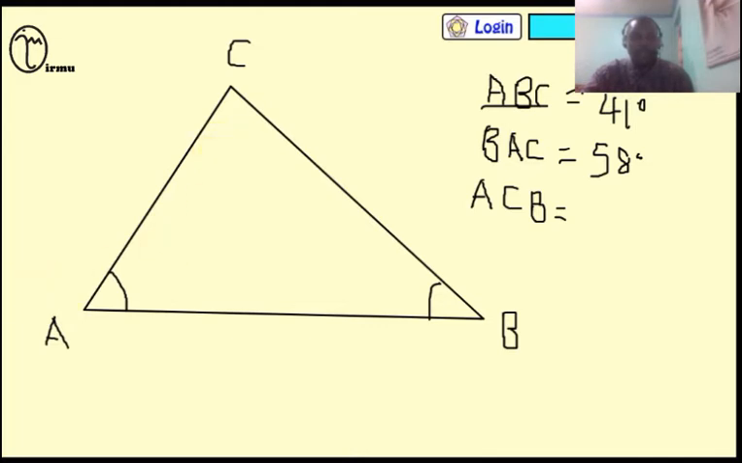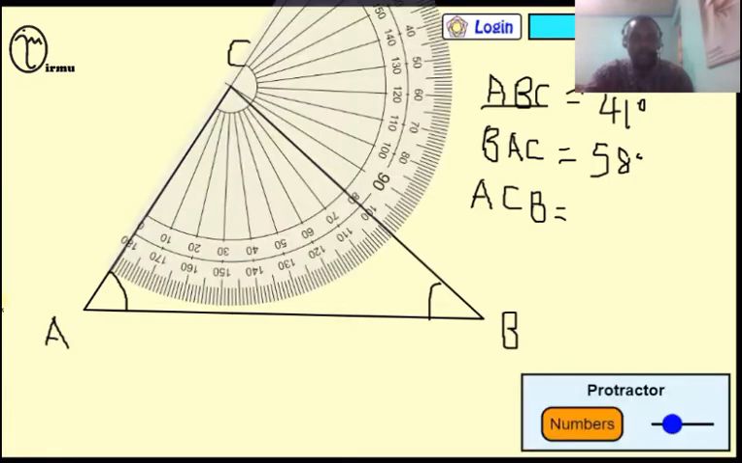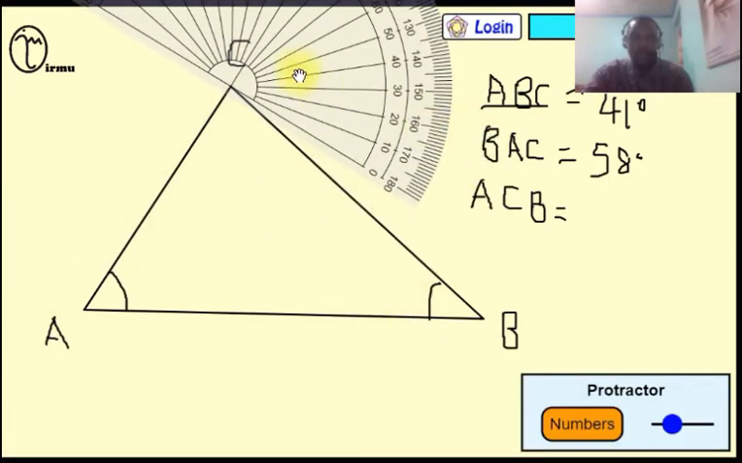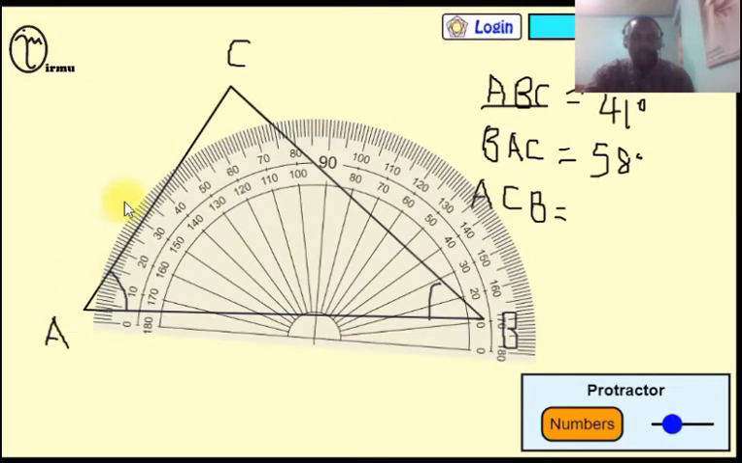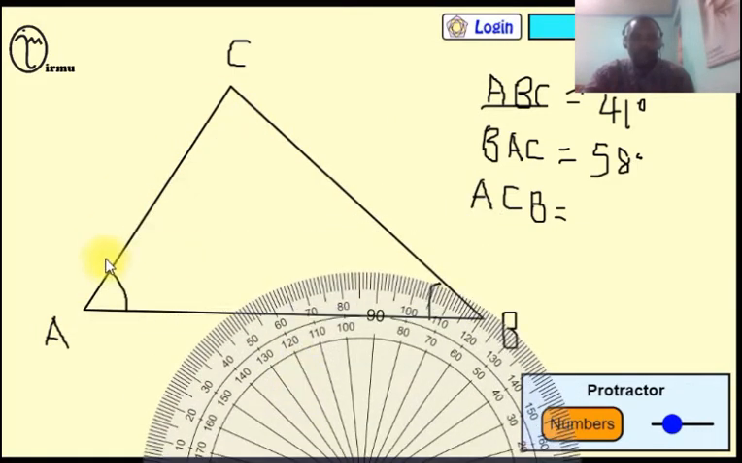To do this, we need to take our protractor. Before I place it, I just want to show you how to place it. We are supposed to place it and align it with these two lines, line AC and CB, which form that angle called ACB.